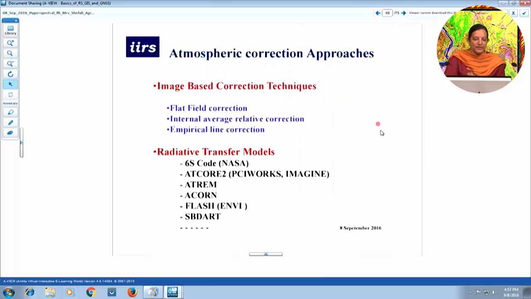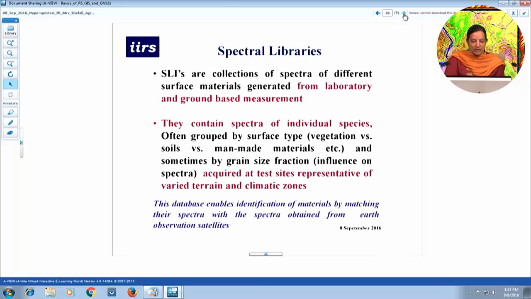These are some of the atmospheric correction methods, which are image based and radiative transfer model based. These are relative in nature. These are absolute correction methods for atmospheric effects. Relative methods give approximate values, so when you want to quantify something from the satellite data sets, the absolute correction methods are preferred.